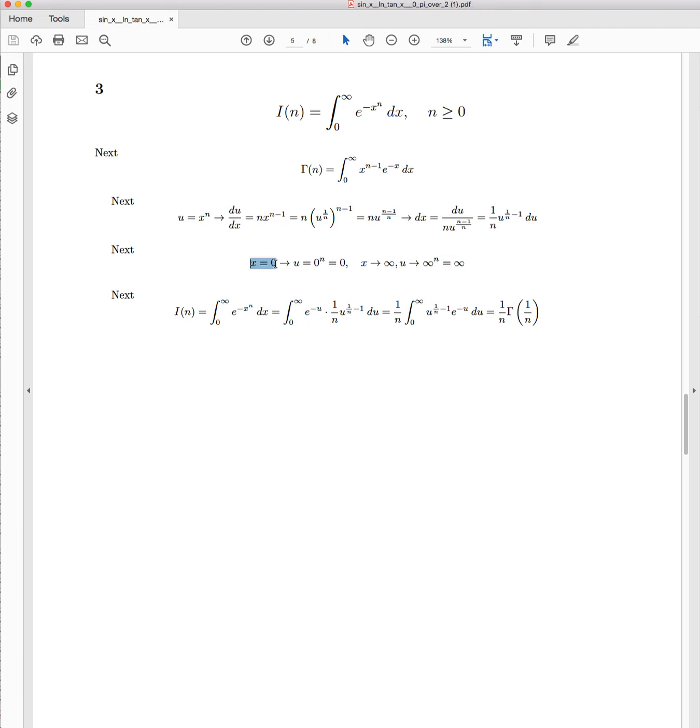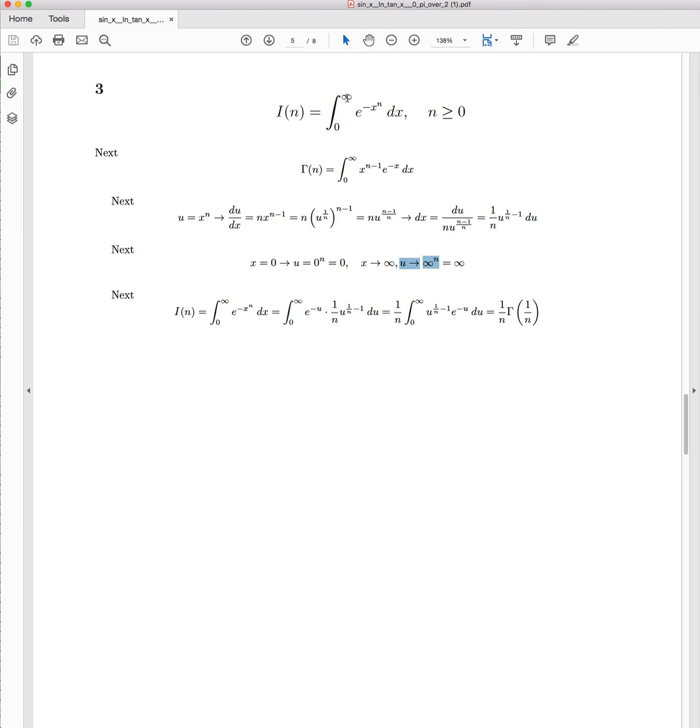So at x equal to 0, we're now replacing it with u, which equals x to the power of n. So u, for the lower bound, is equal to 0 to the power of n, which is just equal to 0. And that holds for n greater than 0. And then we find that as x goes to infinity, u itself goes to infinity. Infinity to the power of n is obviously just equal to infinity when n is positive. And so we see that the bounds that we have here remain unchanged.